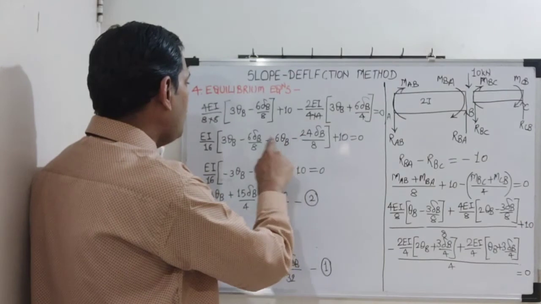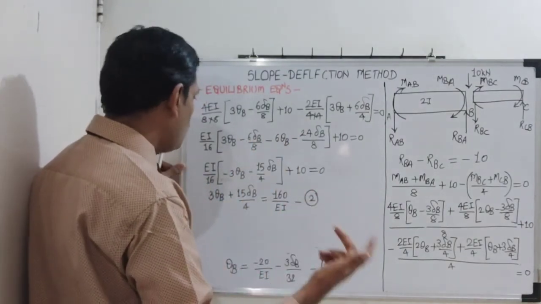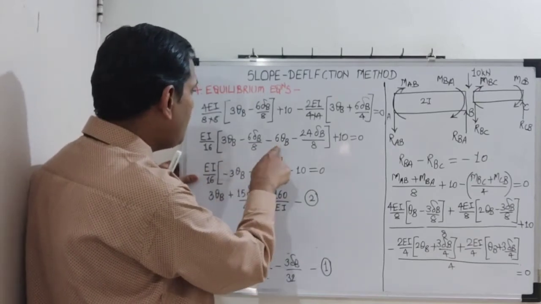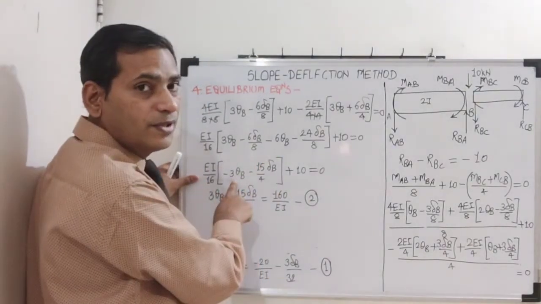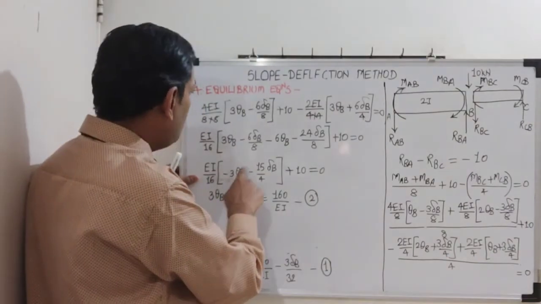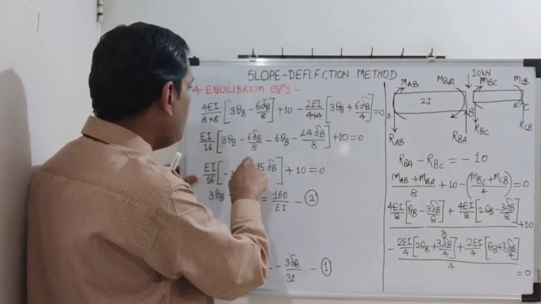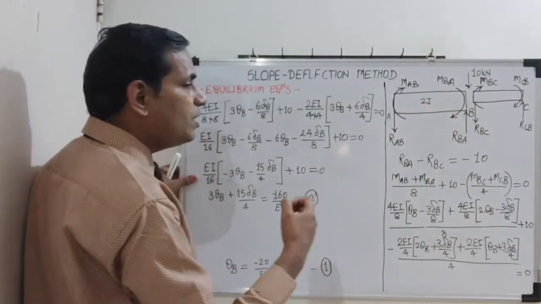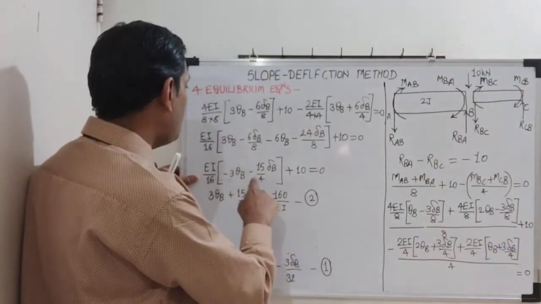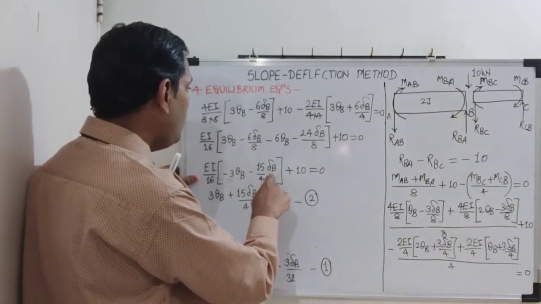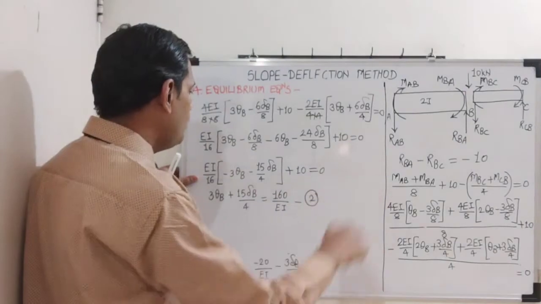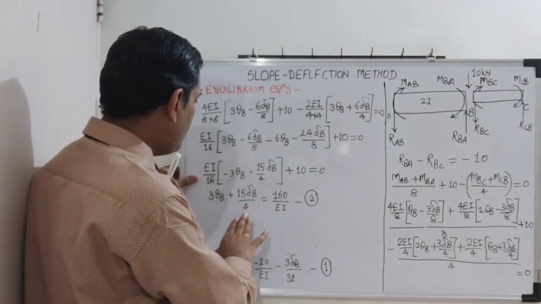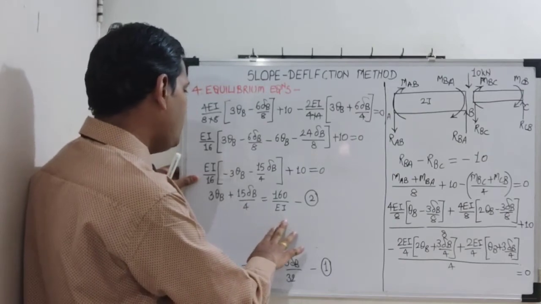So 24 and 6. Let us go step by step. EI by 16. So what has become theta B and minus 6 theta B? Minus 3 theta B. Then minus 6 delta B by 8 and minus 24 delta B by 8 becomes minus 30 upon 8. So minus 30 upon 8 is nothing but minus 15 by 4 delta B, and plus 10 is equal to 0. So here 3 theta B plus 15 delta B by 4 is equal to 160 upon EI.